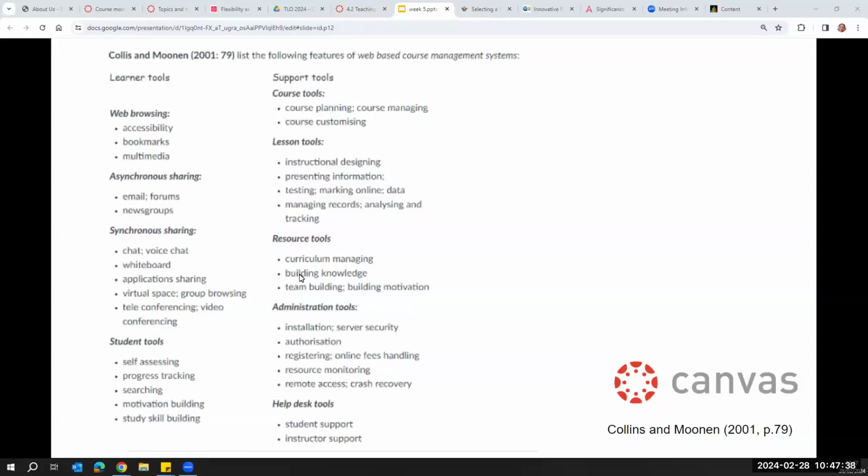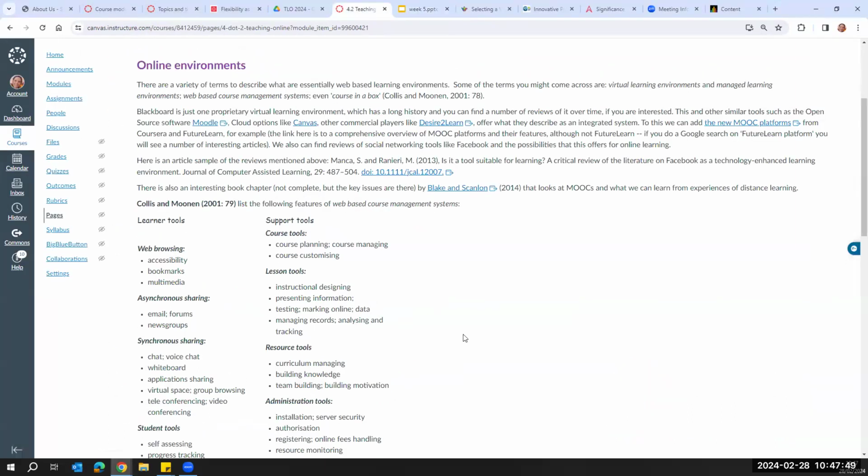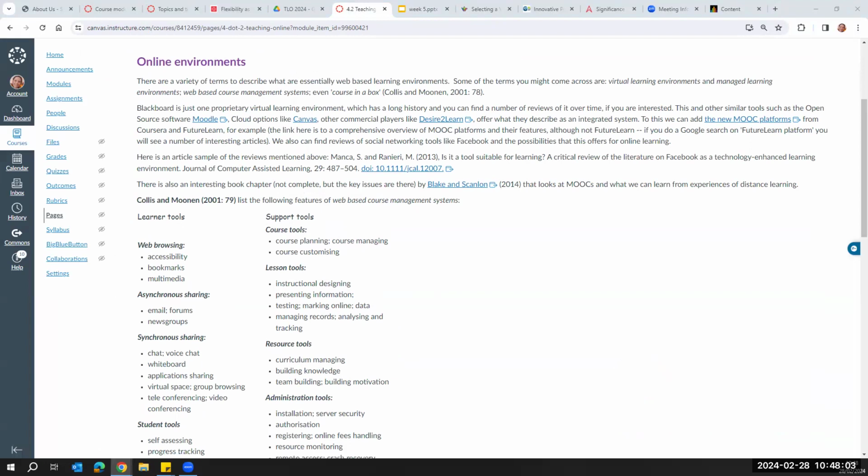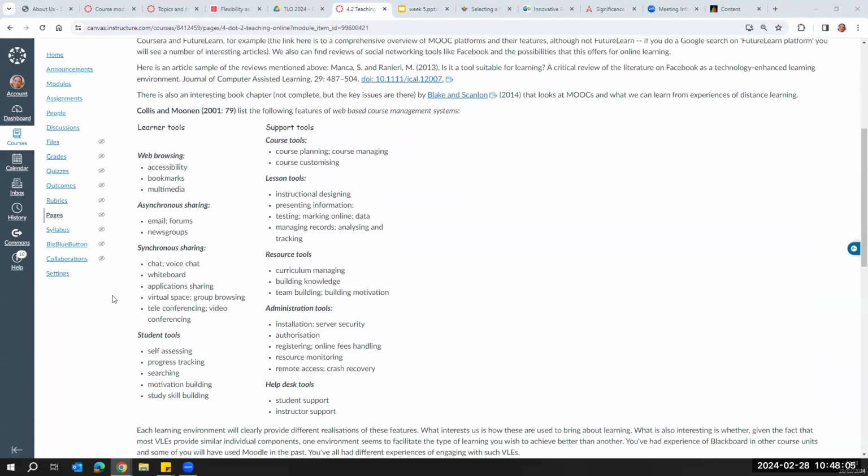So if you go, I know this is a really bad picture, so you need to go into Canvas, page 4.2. We can see Collis and Moonen again talking about a list of features of web-based course management systems. So they have this kind of idea of what the tools need to be doing for the learners.